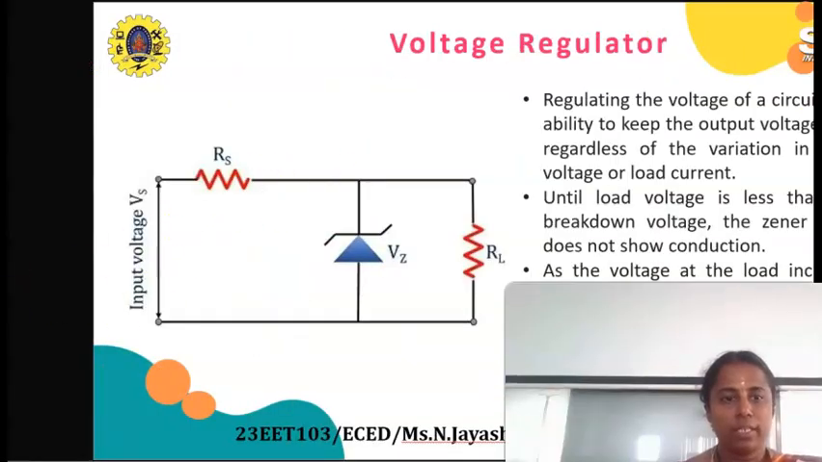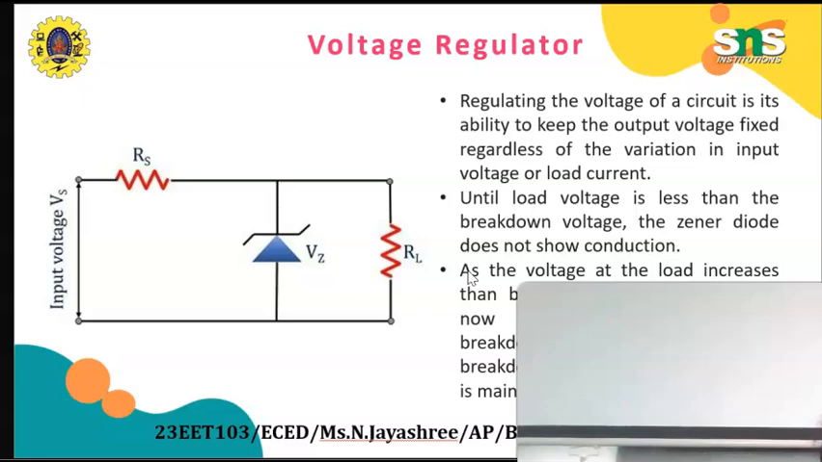So let us see what I mean by voltage regulator. This voltage regulator has a source resistance RS, a load resistance and the voltage. Regulating the voltage of the circuit is the ability to keep the output voltage fixed regardless of variation in the input voltage or load current.